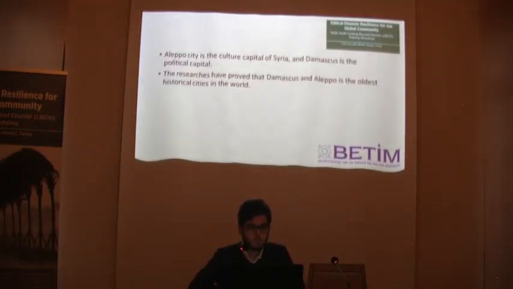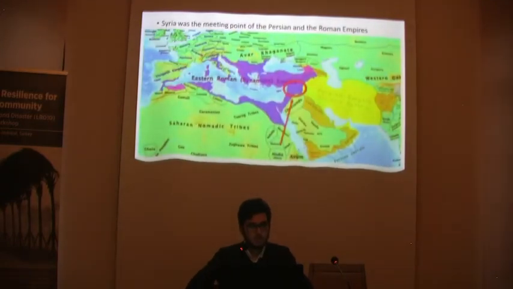So Aleppo is the cultural capital of Syria, and Damascus is the political capital. Some researchers have proven that Damascus and Aleppo are the oldest historical cities in the world. So Syria was the meeting point of the Persian and the Roman empires, as you can see.